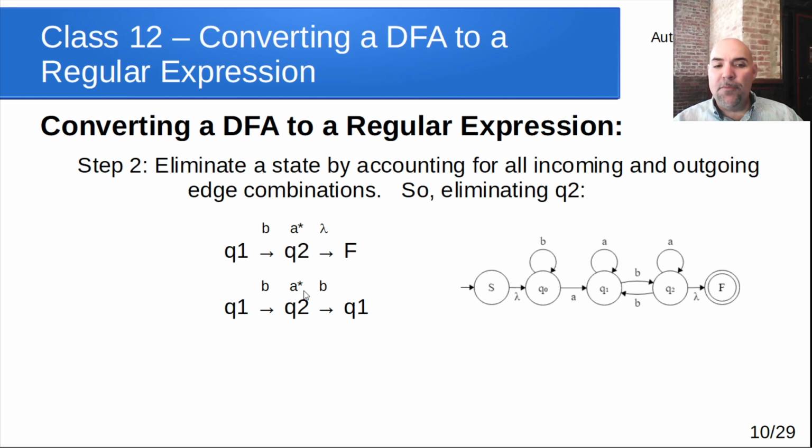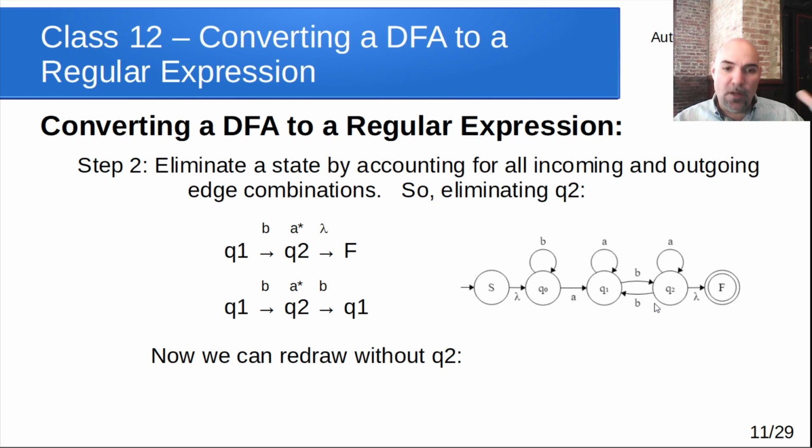Now that we've labeled those, we're going to eliminate Q2. We're going to get rid of it entirely. We know what it took to get us from Q1 to F. It's B, A star, lambda, or just B, A star. So we're just going to get rid of Q2 altogether, put an edge from Q1 to F, and label it B, A star.